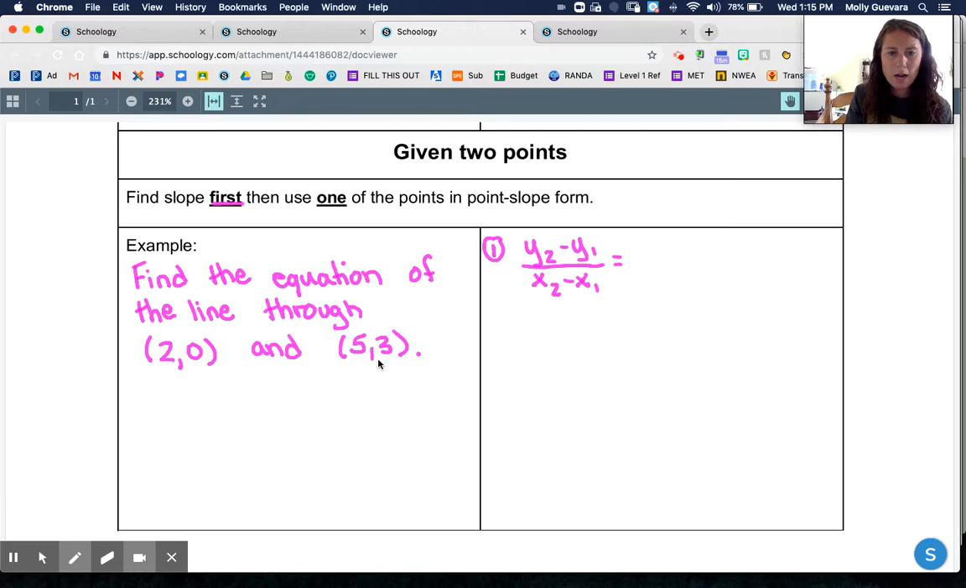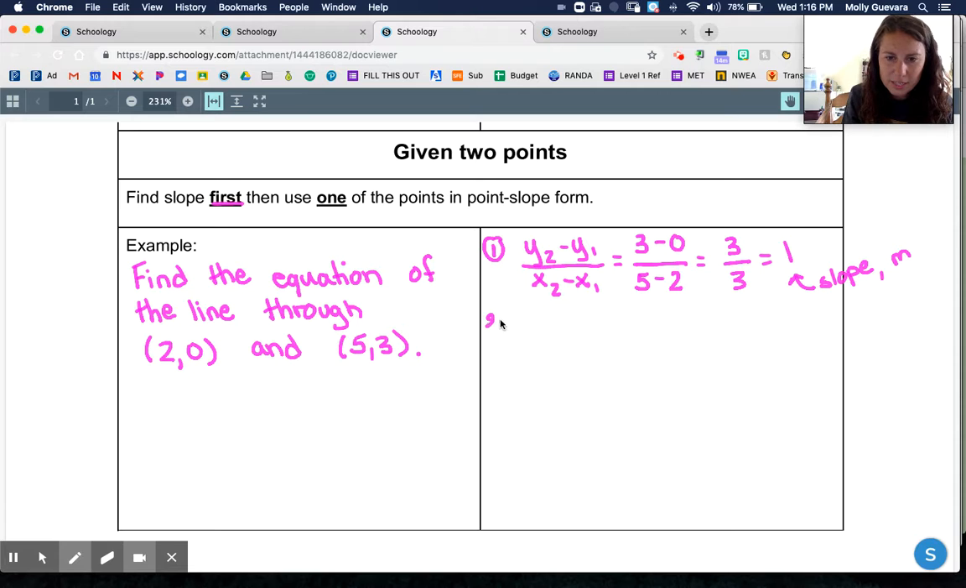My second y is 3, so it's 3 minus my first y, which is 0, over my second x, which is 5, minus my first x, which is 2. So I get 3 over 3, which is 1. So this is my slope. That's my slope. That's my m. Okay.